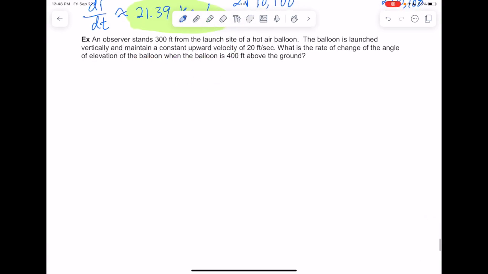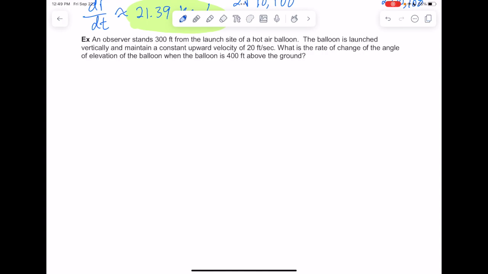So an observer stands 300 feet from the launch site of a hot air balloon. The balloon is launched vertically and maintains a constant upward velocity of 20 feet per second. What is the rate of change of the angle of elevation of the balloon when the balloon is 400 feet above the ground?